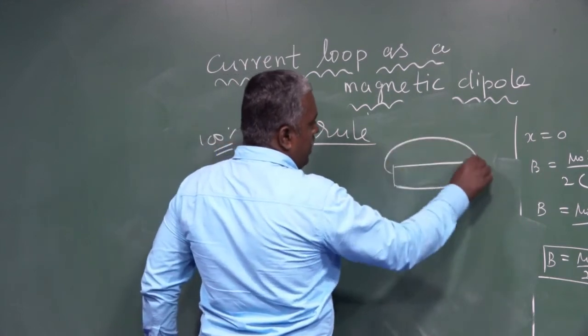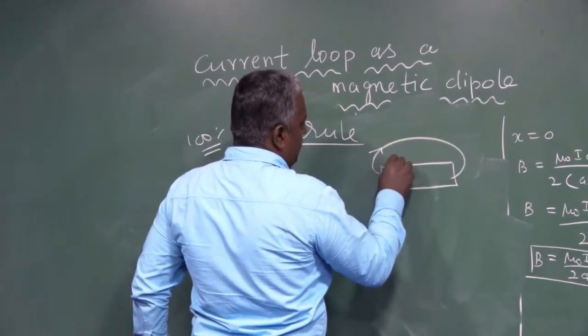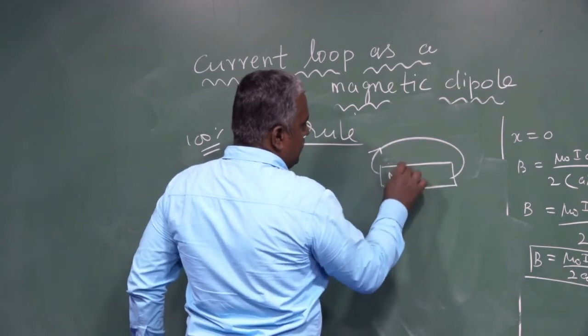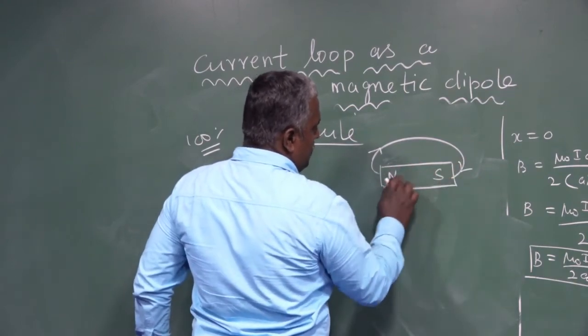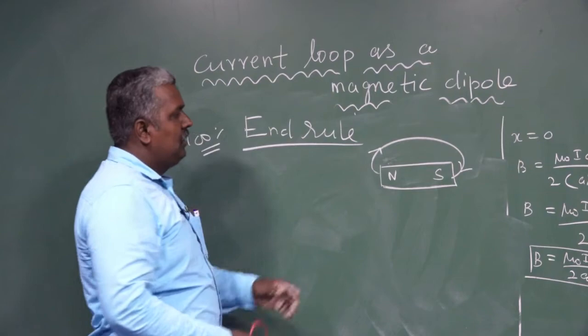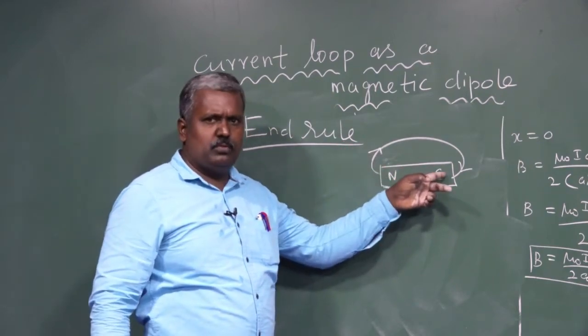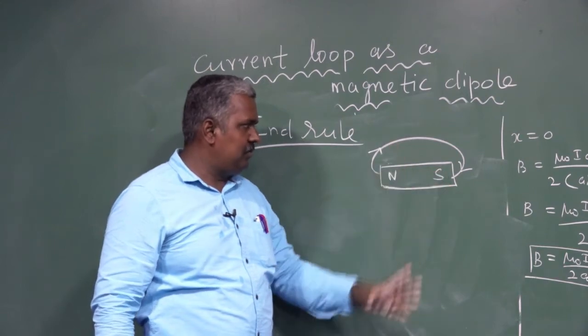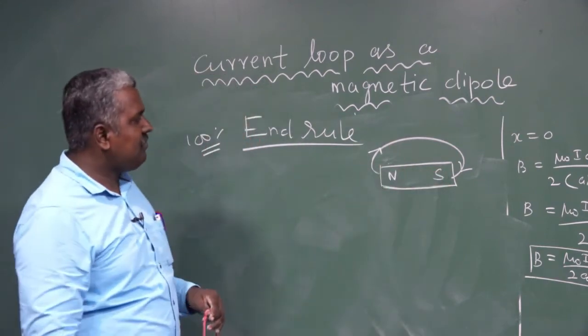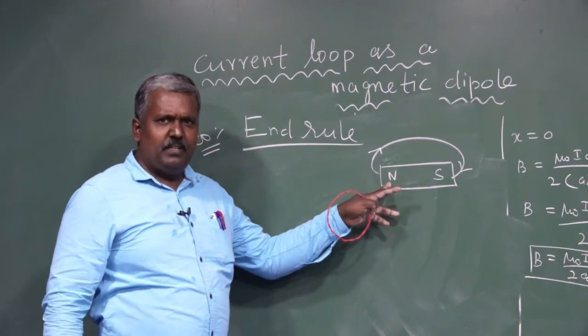the magnetic field around the bar magnet. Okay, this is north and this is south pole. The direction of the magnetic field around the bar magnet is always from north to south. You know that very well. Keep it in mind.